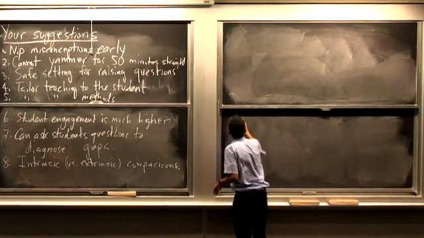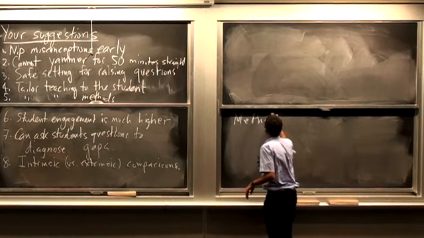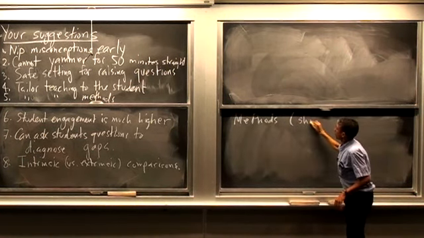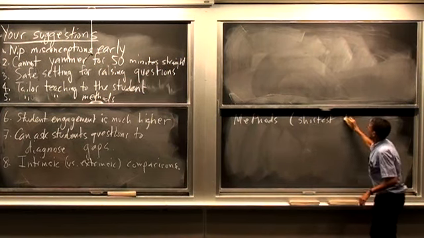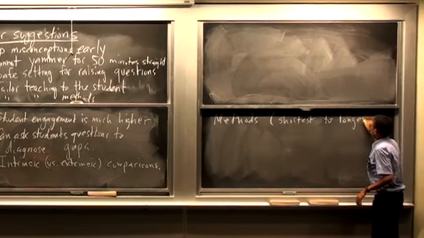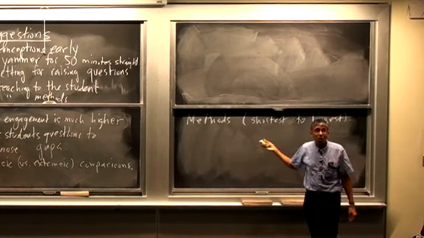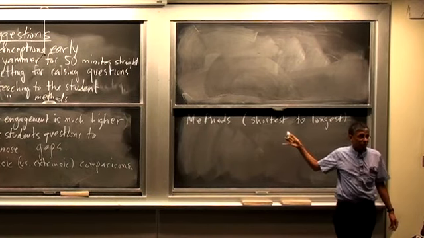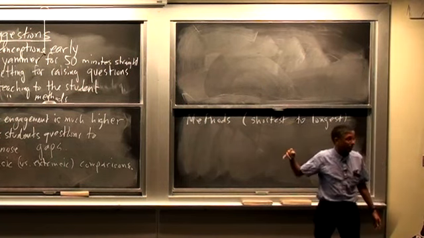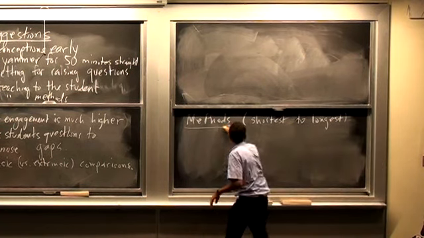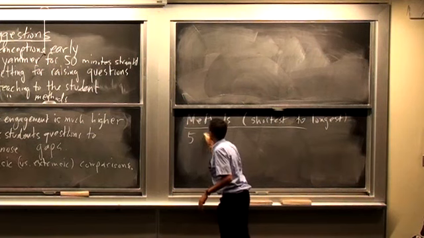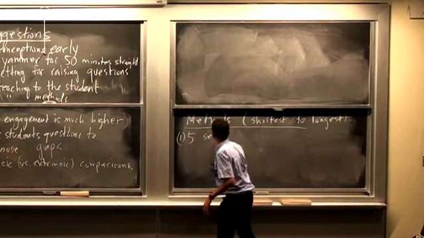But the methods, shortest to longest. The reason I divide them by shortest to longest is the shortest ones are the easiest to incorporate into your teaching. So anytime you teach, if you ask a question, wait 5 seconds. So the 5 second time scale.